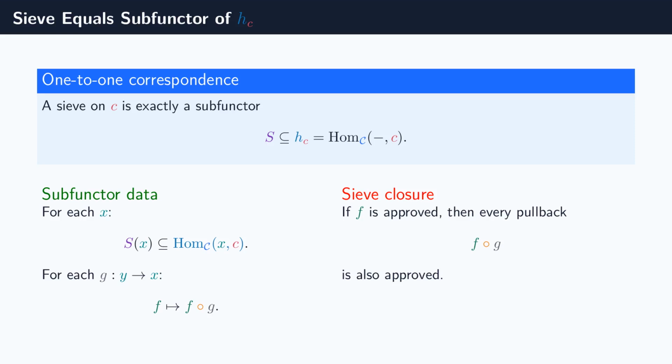We can now say the main theorem of Part 1 in beginner language. A sieve on C is exactly a subfunctor of H sub C, the contravariant Hom-Functor Hom from blank to C. The subfunctor data gives subsets of Hom sets. The sieve closure says those subsets are stable under precomposition. These are not two different ideas. They are the same idea in two languages.